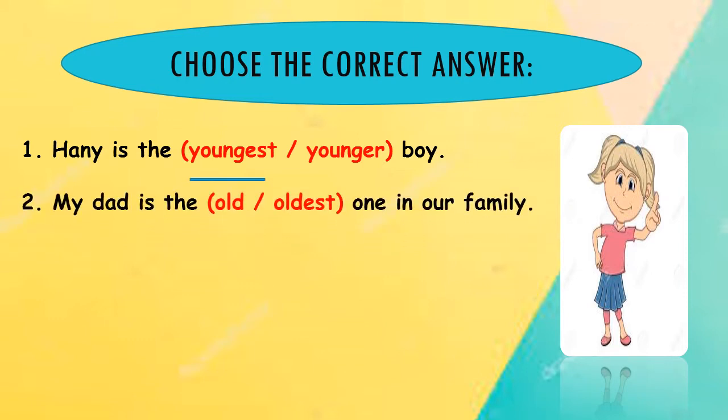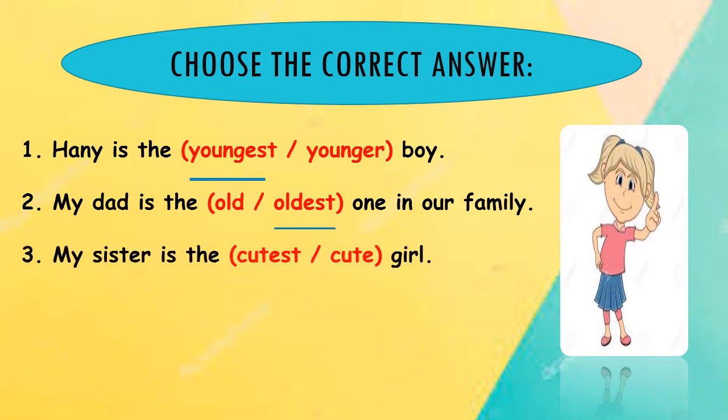Number 2. My dad is the old or the oldest one in our family. The plus the adjective plus est. So it will be oldest. Very good. Number 3. My sister is the cutest or cute girl. My sister is the cutest.